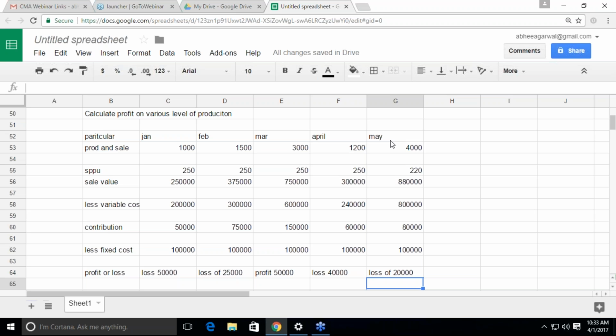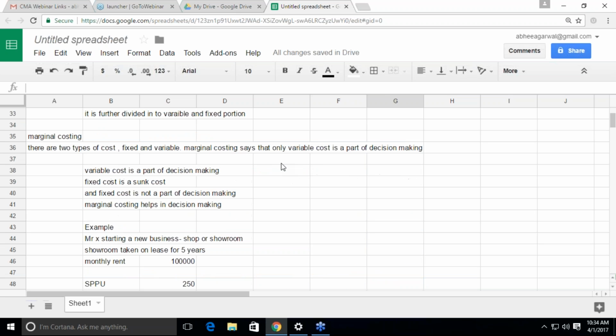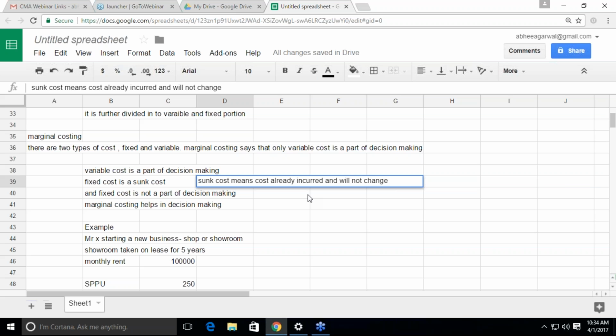Fixed cost is the cost which I have already incurred. So that is not part of decision making. The part of decision making is the variable cost. Fixed cost is a sunk cost. Sunk cost means cost already incurred and will not change with future decisions.